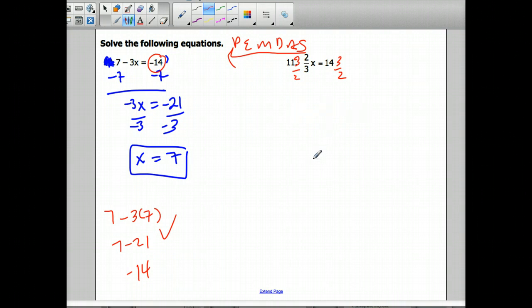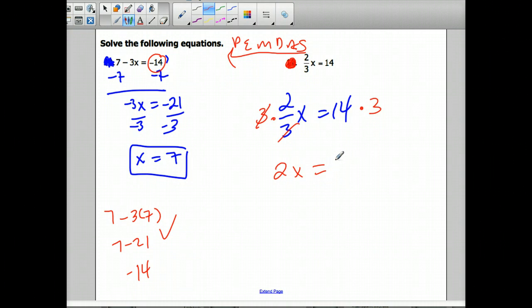If that didn't make sense for you, or if that gave you any trouble, just think of it this way. Anytime you're trying to get rid of a fraction in an equation, you can always multiply both sides by the denominator. Alright, whenever you do that, if you multiply everything on both sides by the common denominator, it cancels the fraction, so I just got a 2x here. And then 14 times 3 is 42. Now I got all whole numbers.